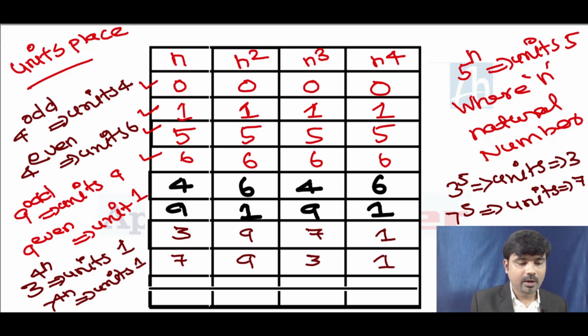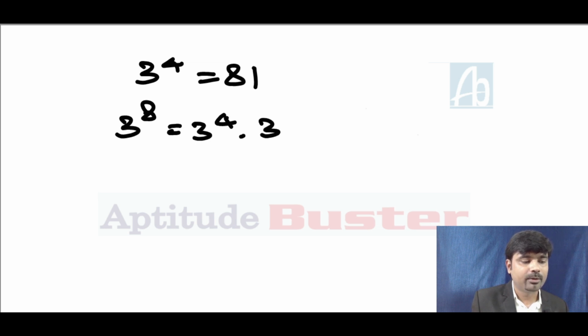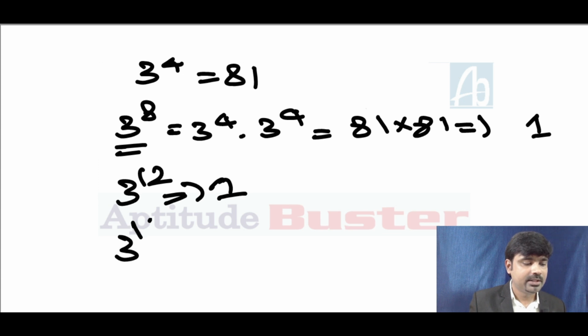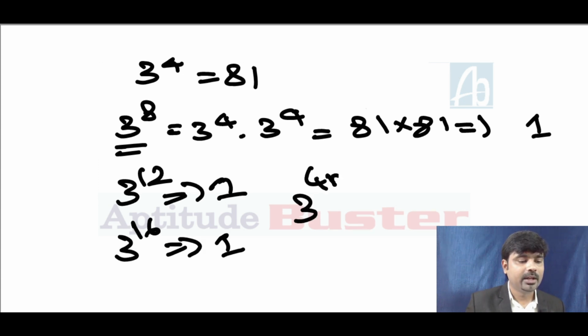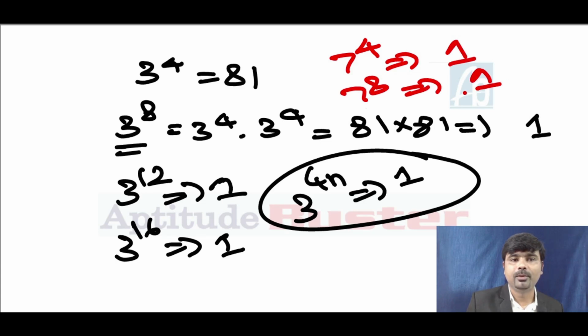You may ask me how. If I take 3 power 4, that is 81, 3 power 8 is equal to 3 power 4 into 3 power 4. It's 81 into 81, the unit place is 1. 3 power 4, 3 power 8, 3 power 12, the unit place is also 1. 3 power 16, the unit place will be 1. So 3 power 4n, the unit place will be 1. This concept we can apply for 7. The reason is 7 power 4 unit place is 1, and 7 power 8 also has unit place 1. So 3 power 4n unit place is 1, and 7 power 4n also has unit place 1.